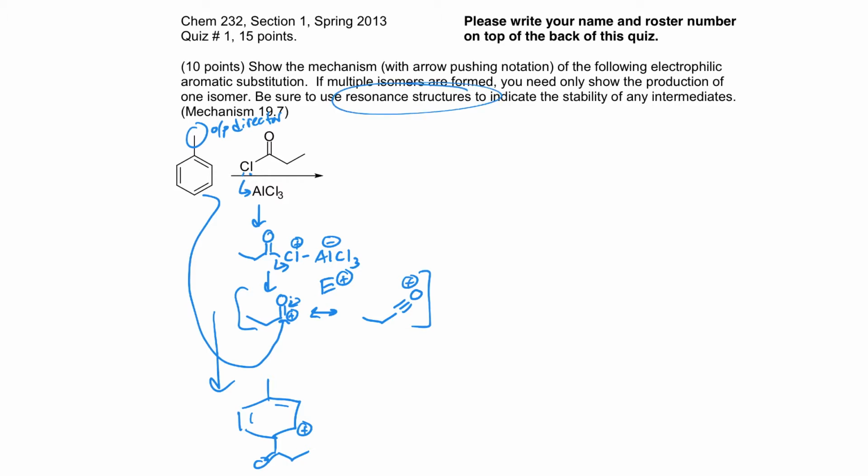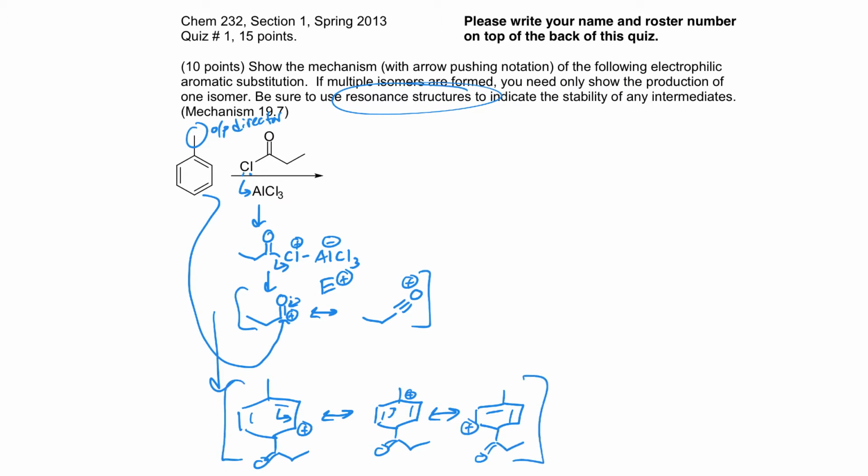We want to use resonance structures in this case to show the stability of this intermediate. So I'm going to draw two more resonance structures here, as you're probably very familiar with at this point. So there are my three resonance structures. And of course, there's an extra hydrogen right here. I'm going to use, actually I'll put it over here, it's a little easier to access.